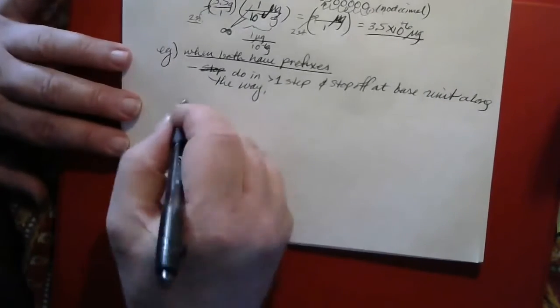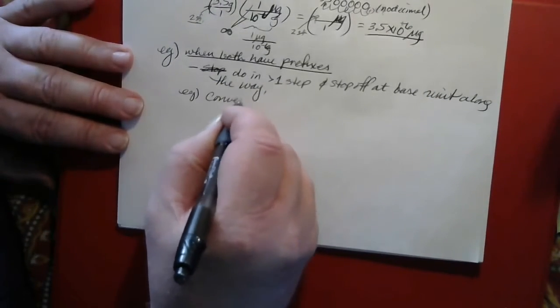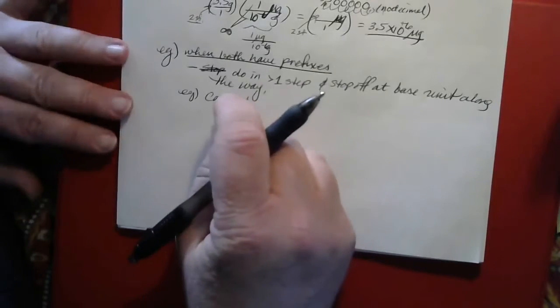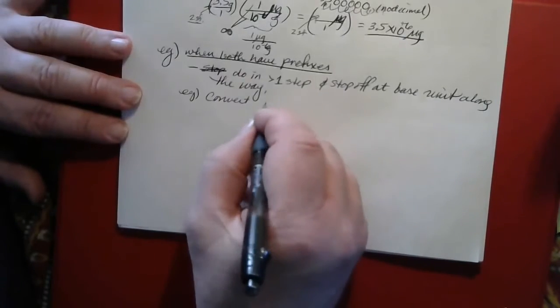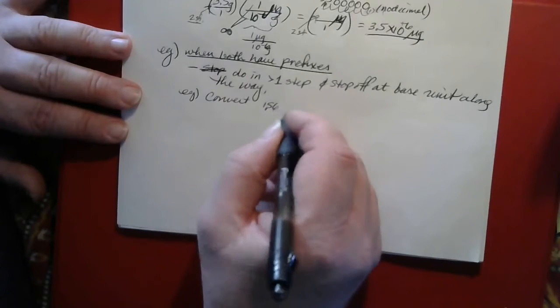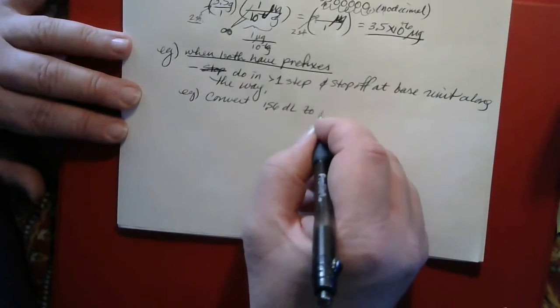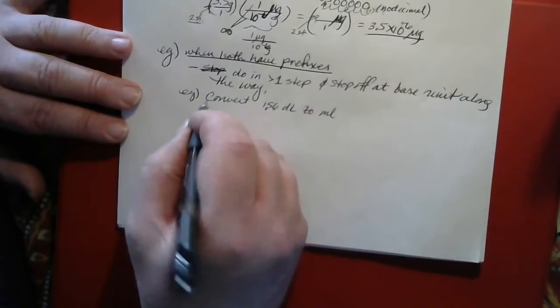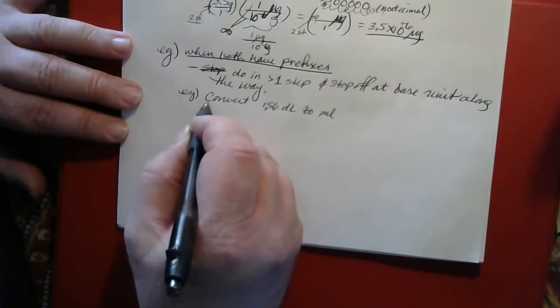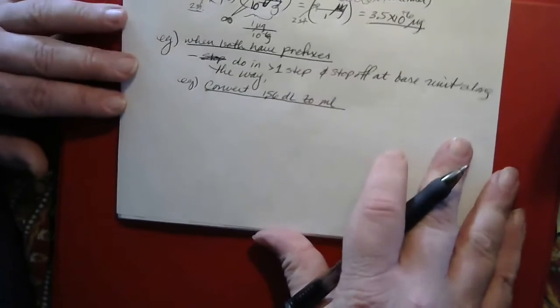Okay, so an example of that might be say converting 1.56 deciliters to milliliters.